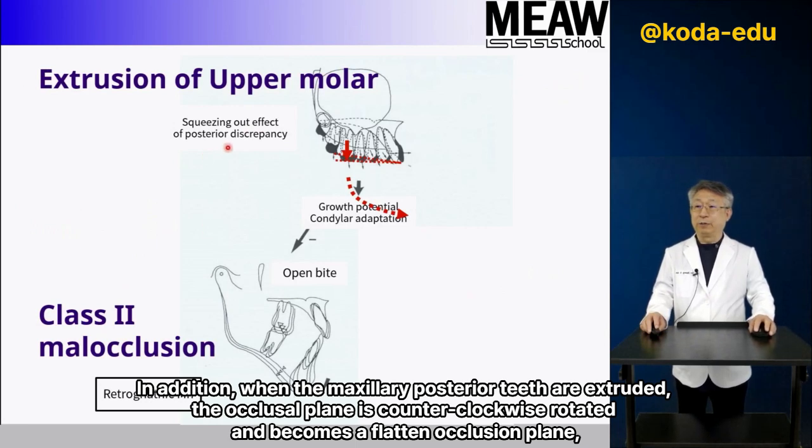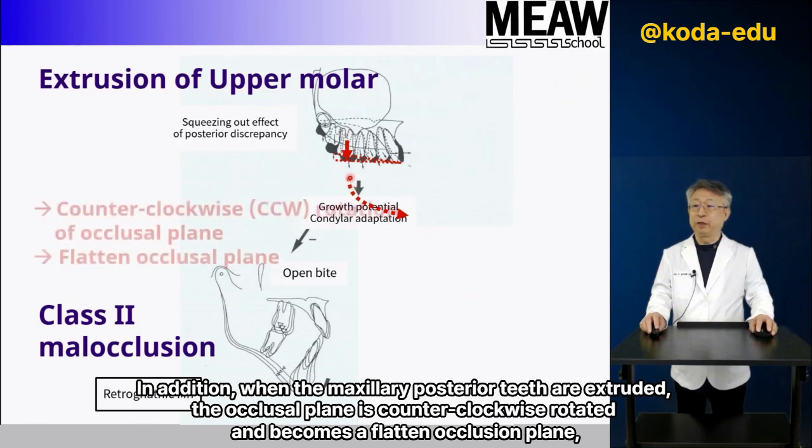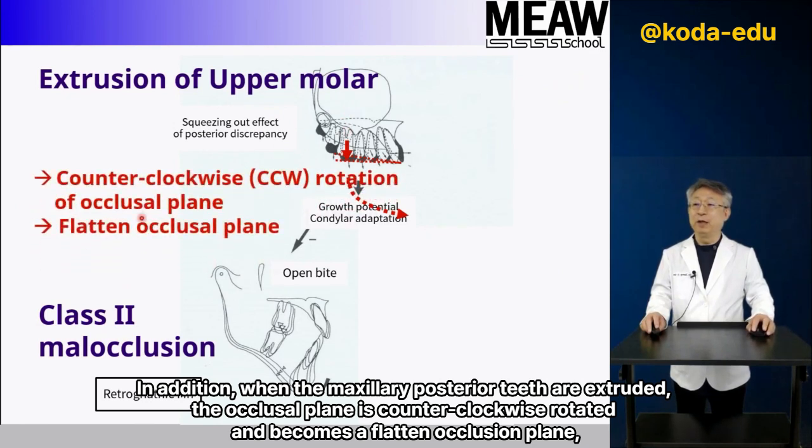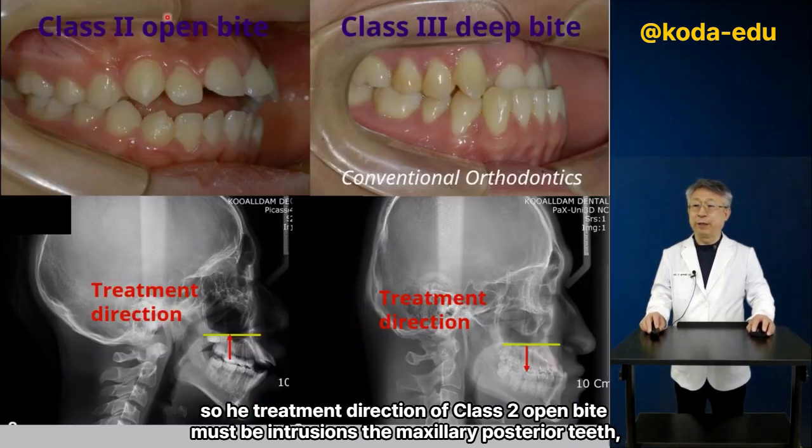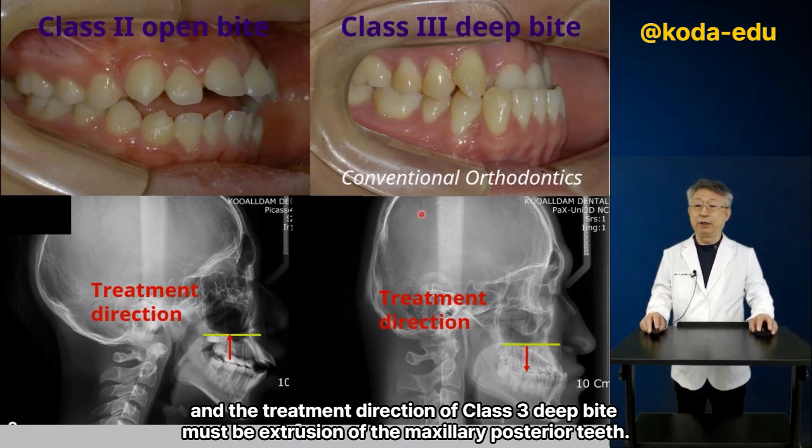In addition, when the maxillary posterior teeth are extruded, the occlusal plane is counterclockwise rotated and becomes a flattened occlusion plane. So the treatment direction of class 2 open bite must be intrusion of the maxillary posterior teeth. And the treatment direction of class 3 deep bite must be extrusion of the maxillary posterior teeth.